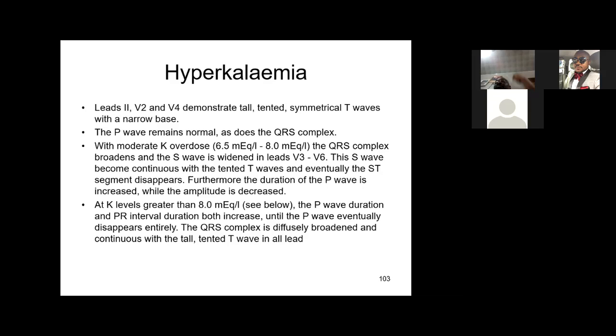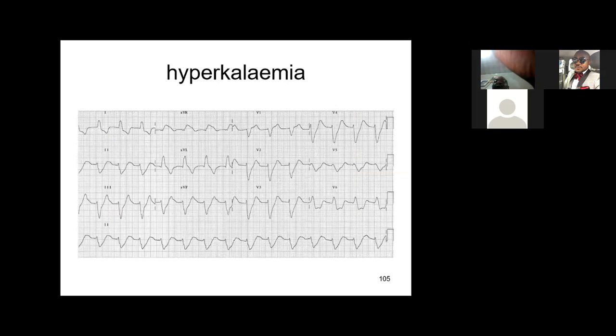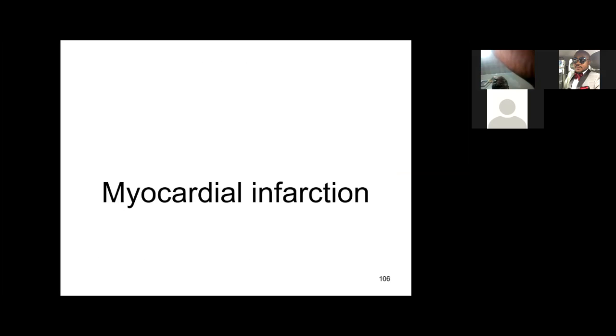At potassium levels greater than 8.0 milliequivalent per liter, the P wave duration and PR interval duration both increase until the P wave eventually disappears entirely. The QRS complex is diffusely broadened and continuous with the tall tented T wave in all leads. This is a typical example of the hyperkalemia changes: mild, moderate, and severe. And that's hyperkalemia, example ECG.